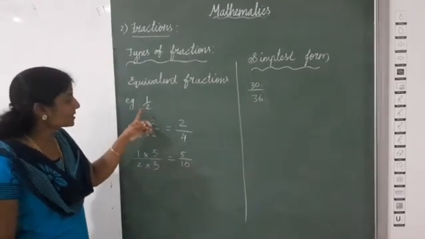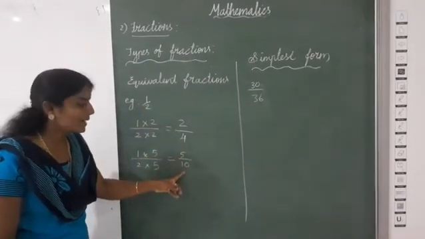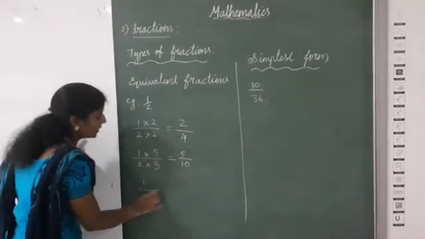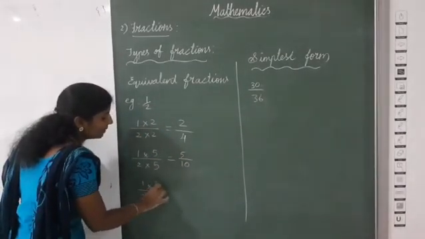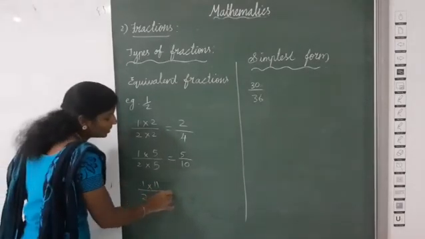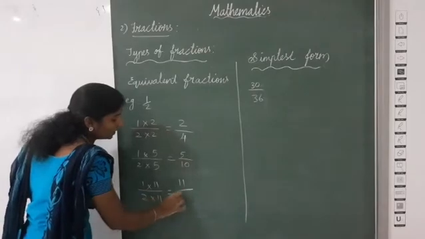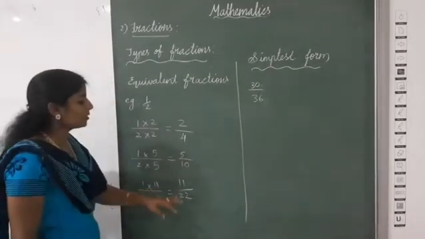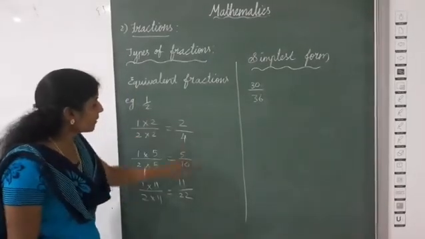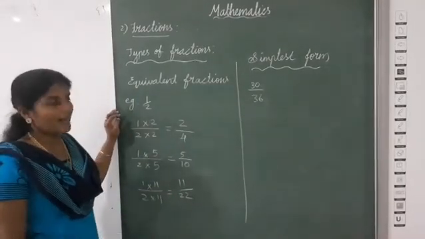So what are the equivalent fractions? 1 by 2, 2 by 4, 5 by 10. These are the equivalent fractions. Now 1 by 2 into 11 also, no problem. Multiply by 11 in the numerator and the denominator. So 1 into 11, 11. 2 into 11, 22. So 11 by 22 is also an equivalent fraction of 1 by 2. So these are equivalent fractions.